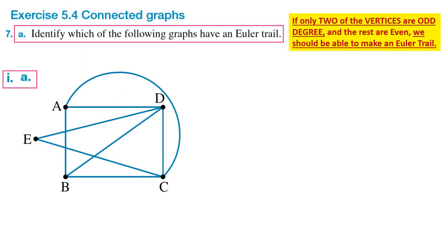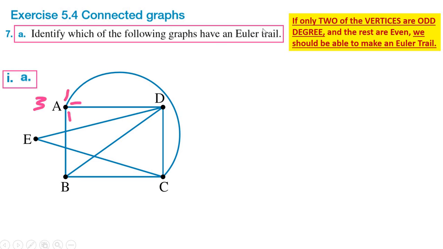All right, some questions from the exercise. So we're going to jump into question 7 in exercise 5.4. So if 2 of the vertices are odd, then we should be able to make an Euler trail. So we have to identify whether we can make an Euler trail or not on this graph.